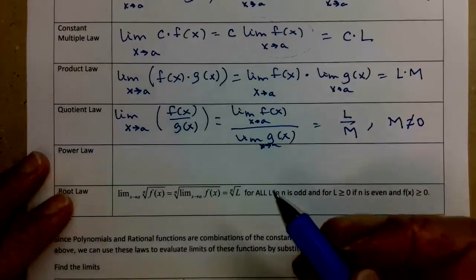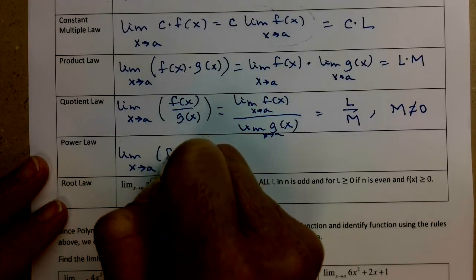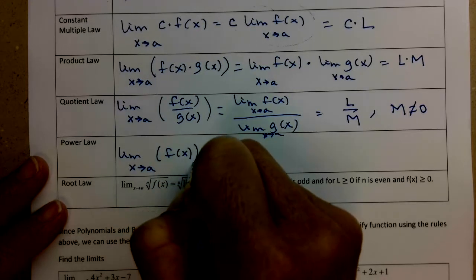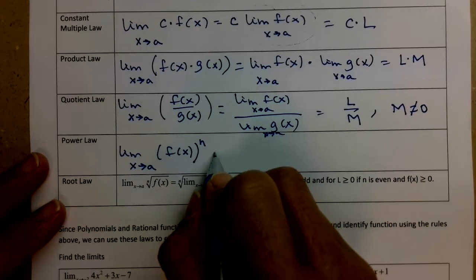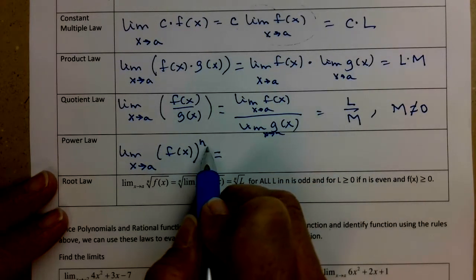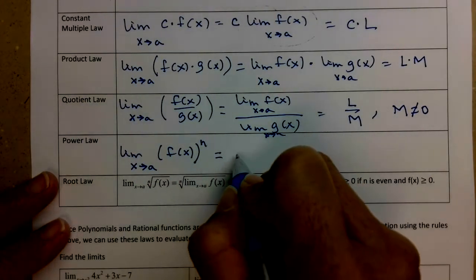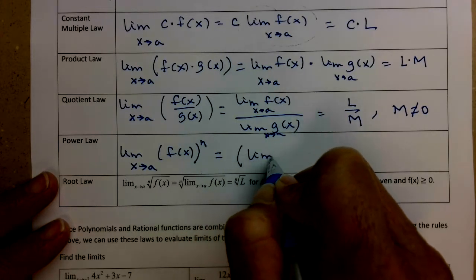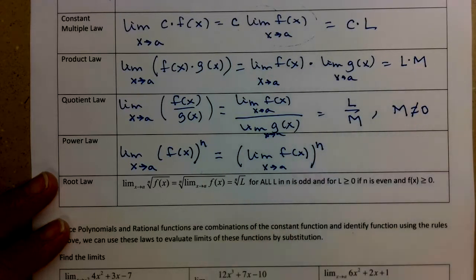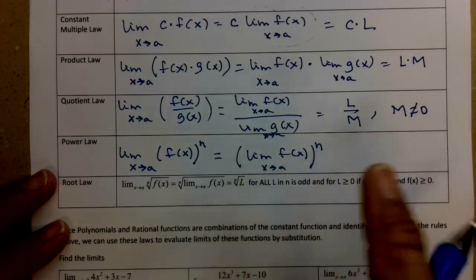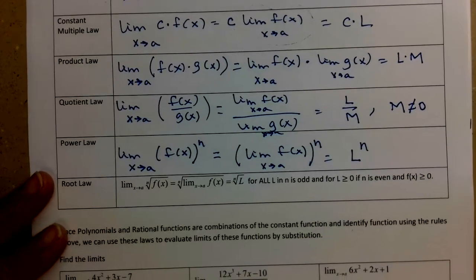Okay, power law. If I have the limit as x approaches a of f of x, raised to, say, the nth power, I can take the power of the limit. Exponentiation is just repeated multiplication, and since we have a product law, that's going to work here. So I can take the power of the limit and raise that to the power. Again, inside your parentheses, that's all equal to the real number L. So L to the nth power.